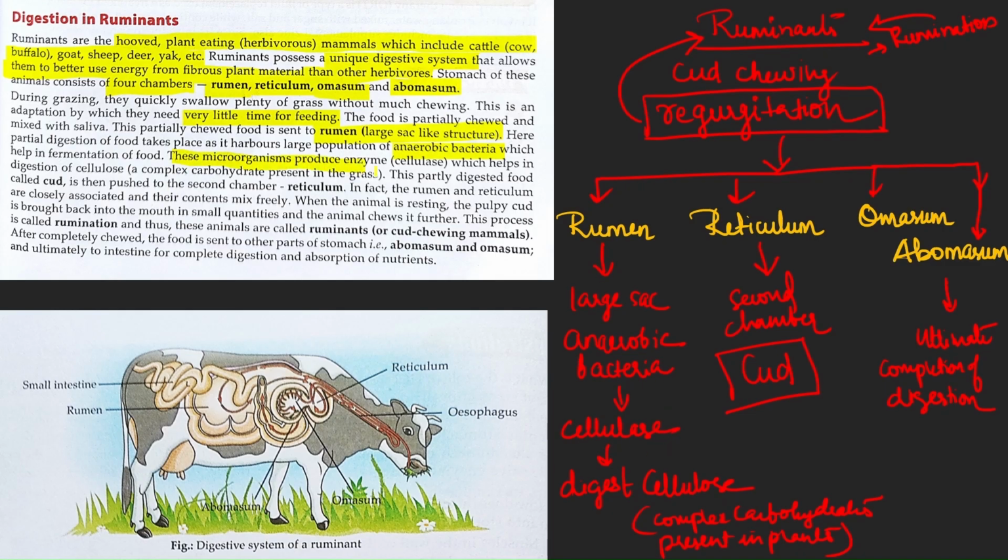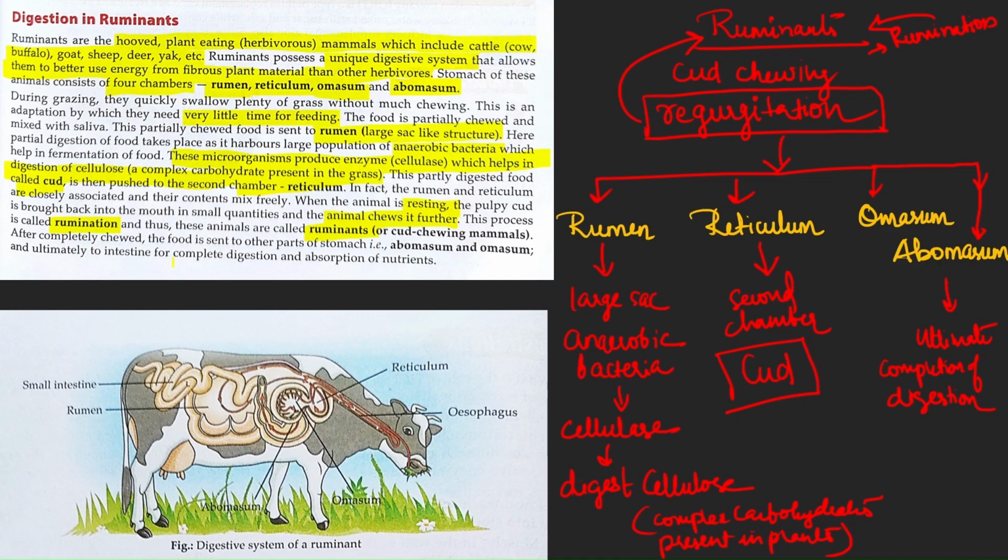These microorganisms produce an enzyme called cellulase which helps in the digestion of cellulose, a complex carbohydrate present in the grass. This partly digested food is called cud, and is then pushed into the second chamber, reticulum. In fact, the rumen and reticulum are closely associated, and the contents mix freely. When the animal is resting, the pulpy cud is brought back into the mouth in small quantities and the animal chews it further. This process is called rumination, and these animals are called ruminants or cud-chewing animals.